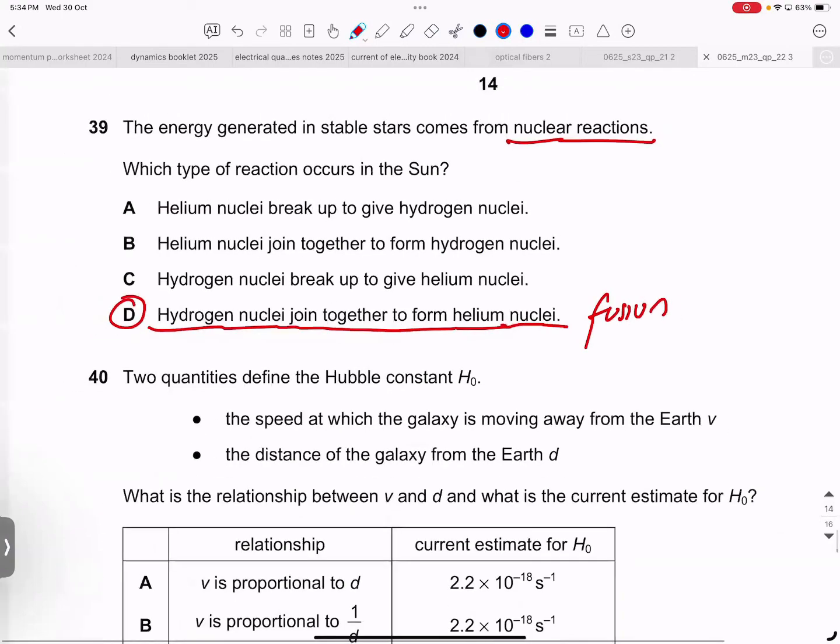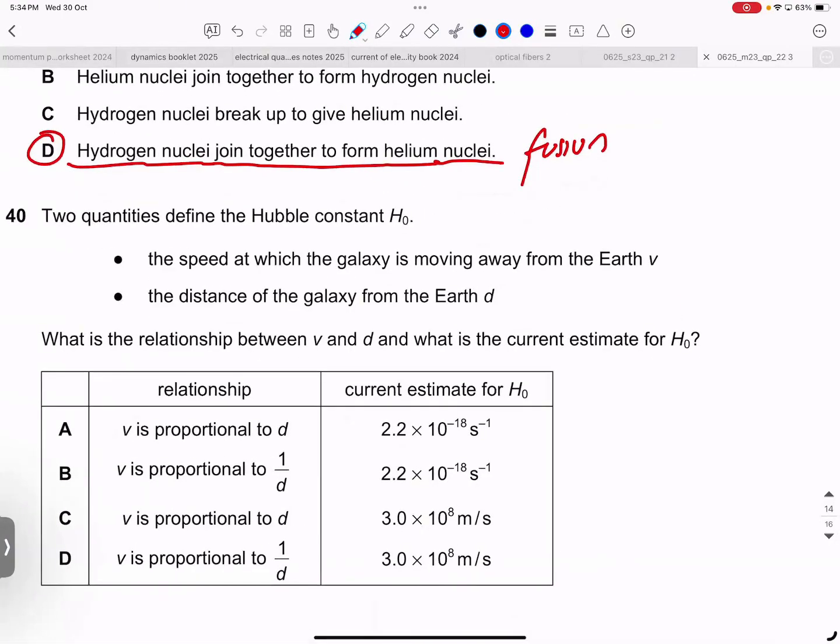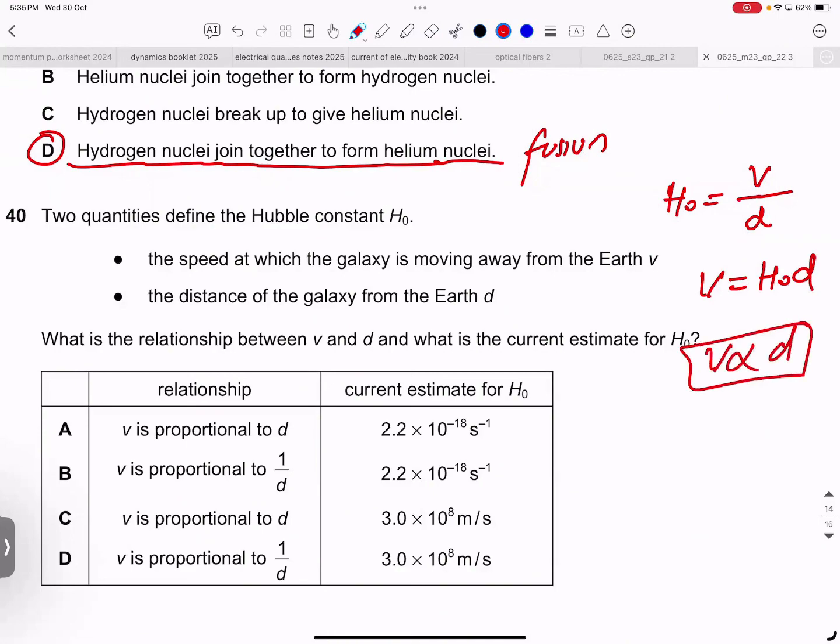40. Quantities that define Hubble's constant are this. Hubble's constant I can write for you. It's the ratio of the speed of the galaxy divided by distance. So v equals H naught d. So the relationship between v and d is directly proportional. They are either A or C. Hubble's constant, its value is 2.2 times 10 to the power negative 18.